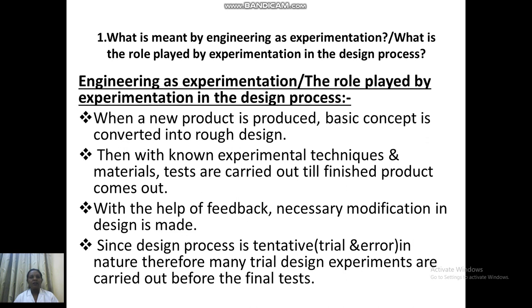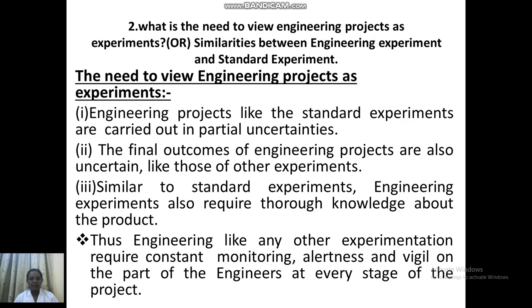The first question: what is meant by engineering as experimentation, or what is the role played by experimentation in the design process? When a new product is produced, the basic concept is converted into a rough design. Then with known experimental techniques and materials, tests are carried out till the finished product comes out. With the help of feedback, necessary modification in design is made. Since the design process is tentative, that is, trial and error in nature, many trial design experiments are carried out before the final test.